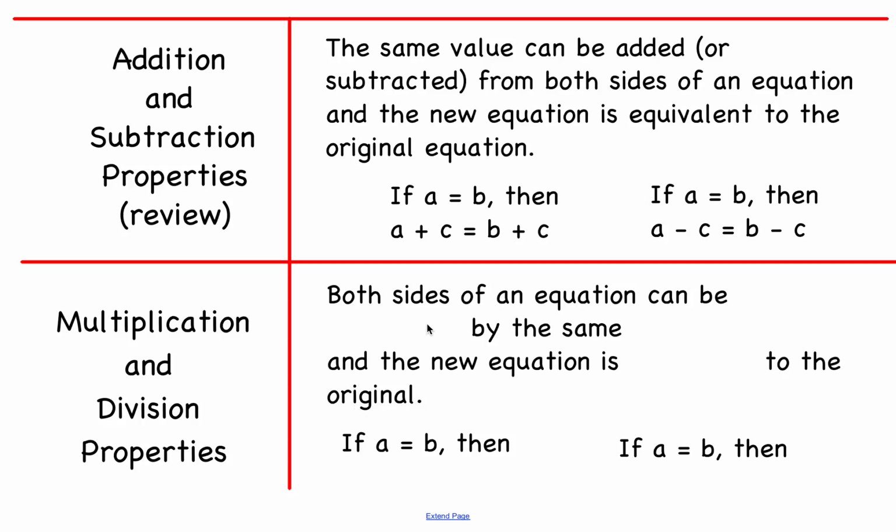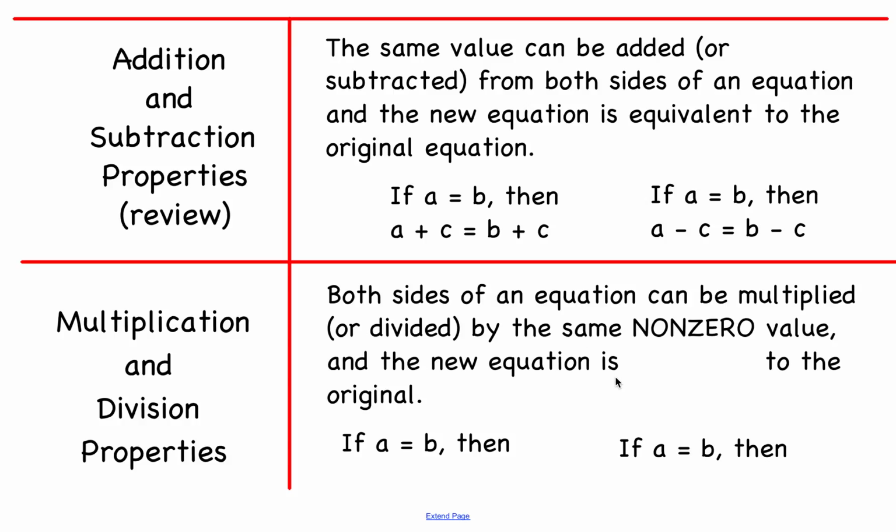Well, in this lesson, we will be extending that to multiplication and division properties. And that says that if both sides of an equation are multiplied or divided by the same non-zero value, this has to be a non-zero value because we cannot divide by 0, then the new equation is equivalent to the original. For example, if a is equal to b, we can multiply both sides by c and get an equivalent statement where ac is equal to bc. Likewise, if a is equal to b, we can divide both sides by c and get a divided by c equals b divided by c. And remember that c cannot be 0.